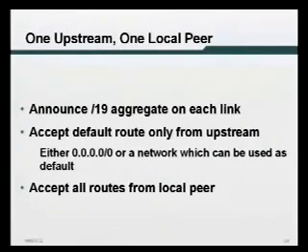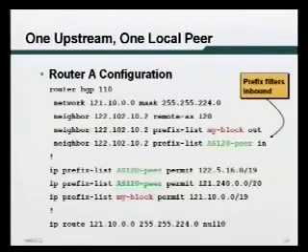We accept the default route only from the upstream. The upstream is how to get to the whole internet. So default route means the whole internet. So we use network 0 or a network which can be used as a default. And we accept all routes originated by the local peer. So if the local peer has got lots of local prefixes, we just get them to send them to us. And then all the traffic that has to go to a local peer has specific paths, and it goes over local peering. Anything else goes through the upstream connection.